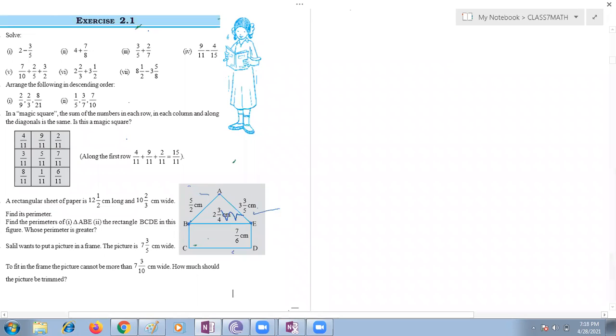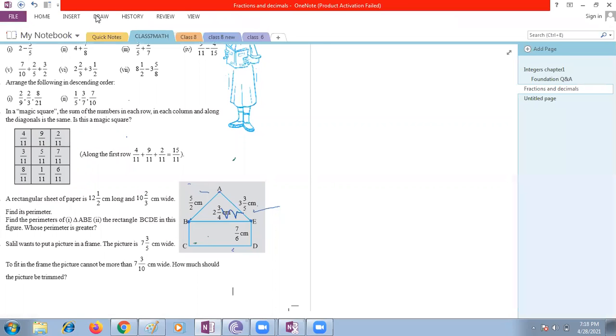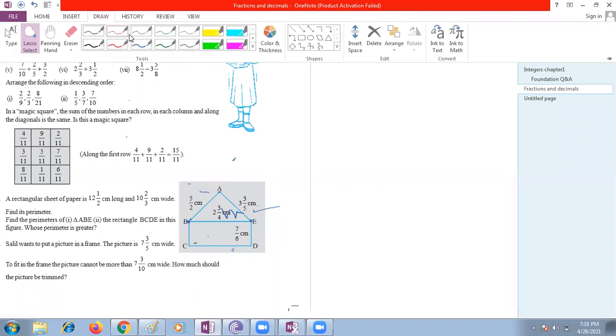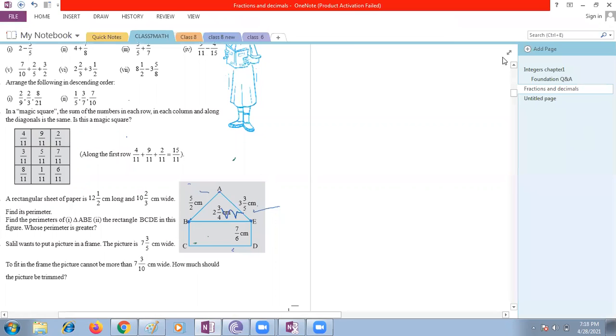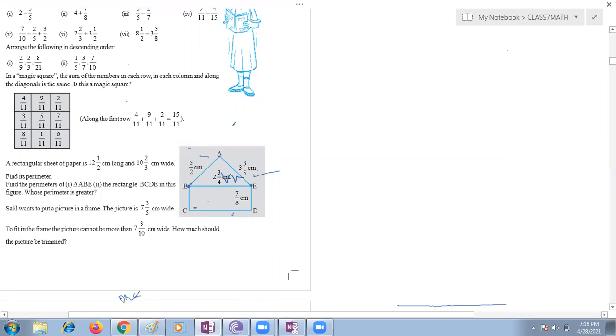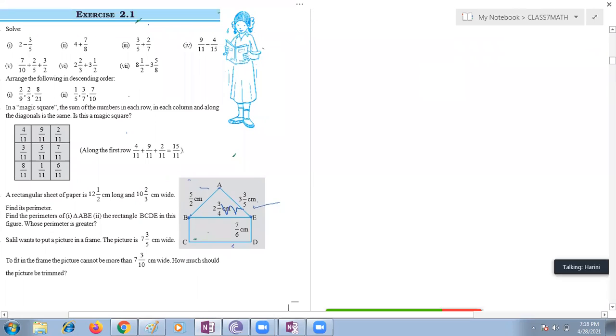See, in the third case, the denominators are not equal. It's an unlike fraction. Both are prime numbers, and no prime number is repeated. First you have to check whether it is like or unlike. Unlike means denominators are different.